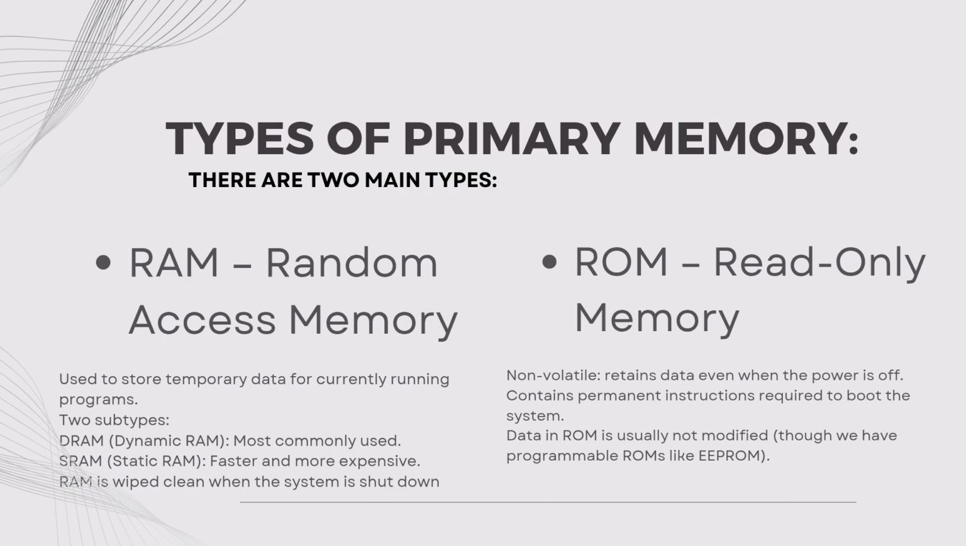And ROM, that is read only memory, is non volatile and retains the data even when the power is off. It contains the permanent instructions required to boot the system. Data in ROM is usually not modified, though we have programmable ROMs like EPROM.